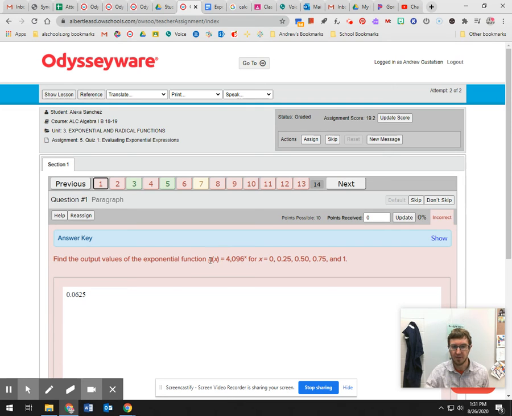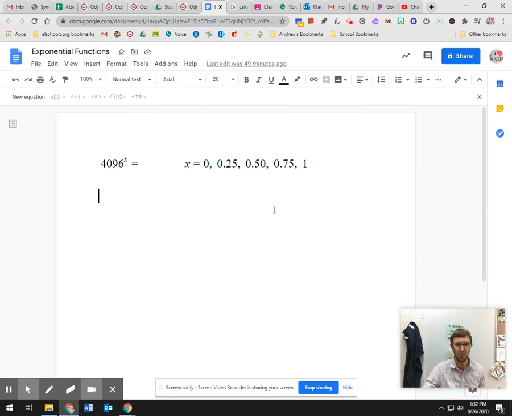We've got this function, g of x equals 4,096 to some power. Could be squared, could be cubed, could be something. And they tell us what you should use for x: 0, 0.25, 0.50, 0... So we've got 5 different numbers that we're going to replace x with in this function. I've got that written here. I'm going to start with the first one, 4,096 to the power of 0. And that's our first answer that we're going to look for.